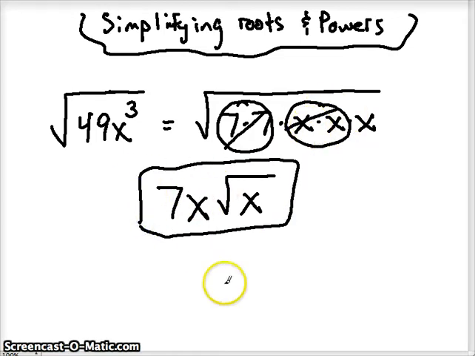So that's square roots, and that's different than other roots. If we have a cube root, we're going to be looking for triplets. If we have a fourth root, we're going to be looking for quadruplets. You're always just taking out those groups that match with your index number. All right, let's try another example here.